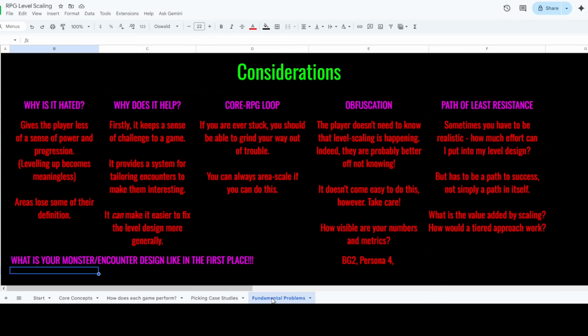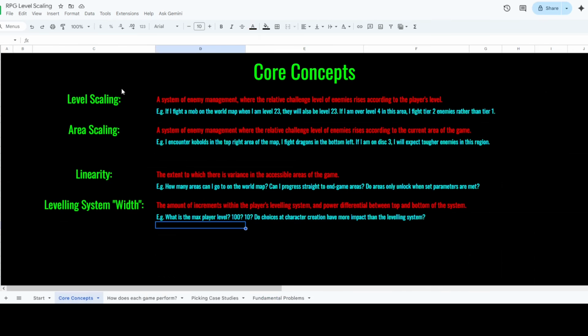Anyway, comments. And also, what do you think of level scaling just generally? Are there any good examples of it in games that you can think of, or indeed other ways that this can be handled? I've basically used level scaling as a shorthand to mean a very specific thing, and then area scaling is kind of a catch-all for everything else. Are there other ways to do it?